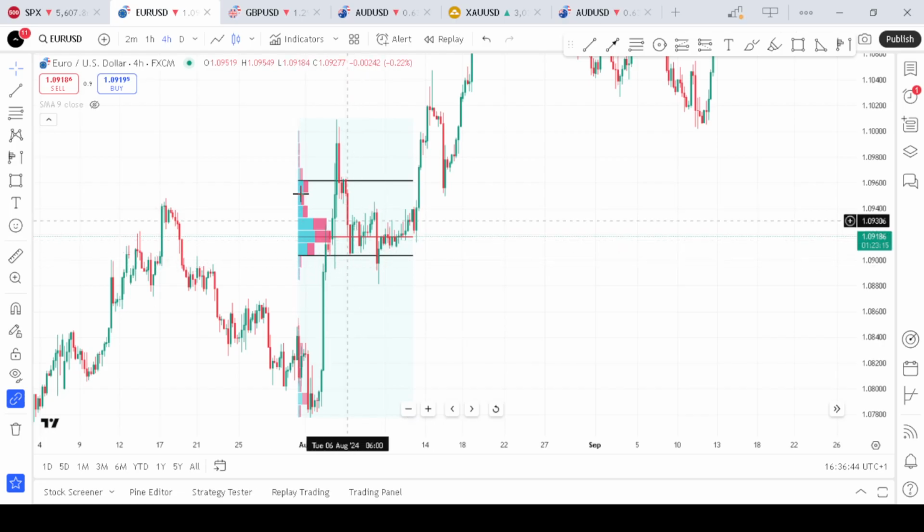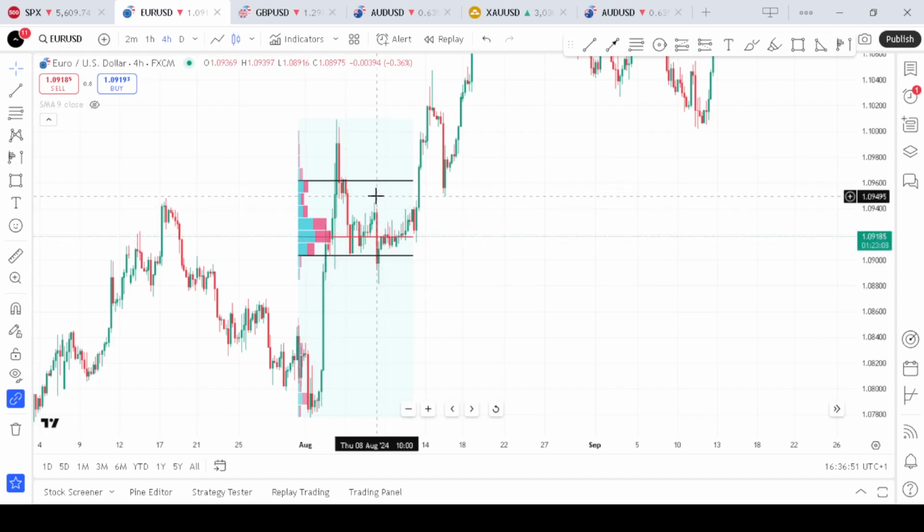Now, the value area is basically this area where trading opportunities happen. It is a price range where a specified percentage of trading volume occurs. It identifies that typically 70% of trading volume occurs in this area. It helps identify where most price agreement between buyers and sellers takes place.